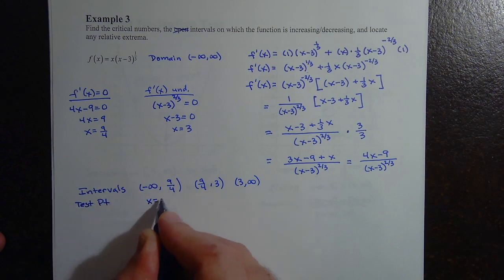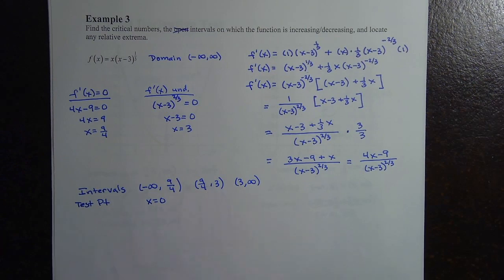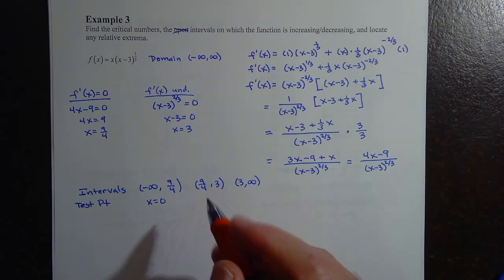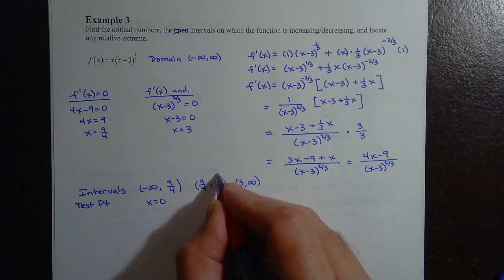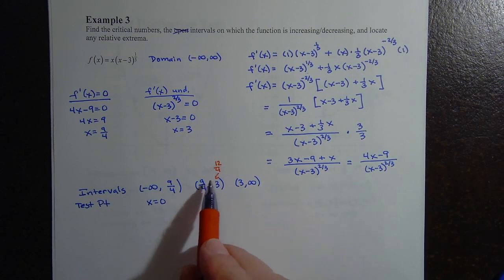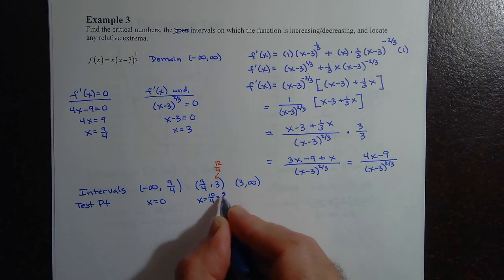And I would do x equals 0. And then here, 9/4. Now let's talk about this, okay? To pick a number in between here, you've got to get a common denominator. So this 3 is the same as 12/4. 12/4 and 3 are the same thing. So we just have to pick a number between 9/4 and 12/4. So let's say 10/4, which is the same as 5/2.